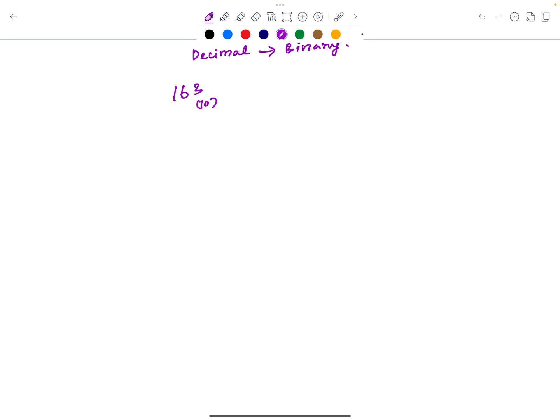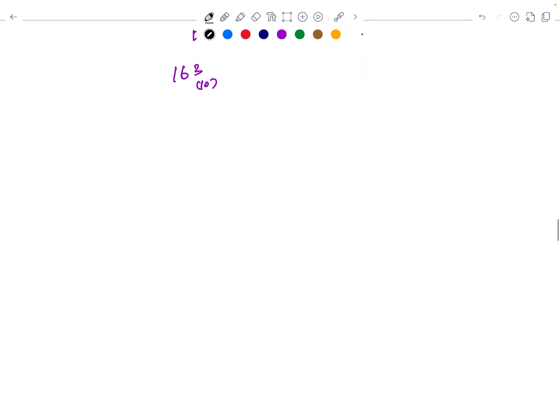How do I convert this into a binary number? Okay, there are two ways you can do this. I'm going to teach both ways here. You follow whichever is comfortable for you. Okay, so first way, option number one.